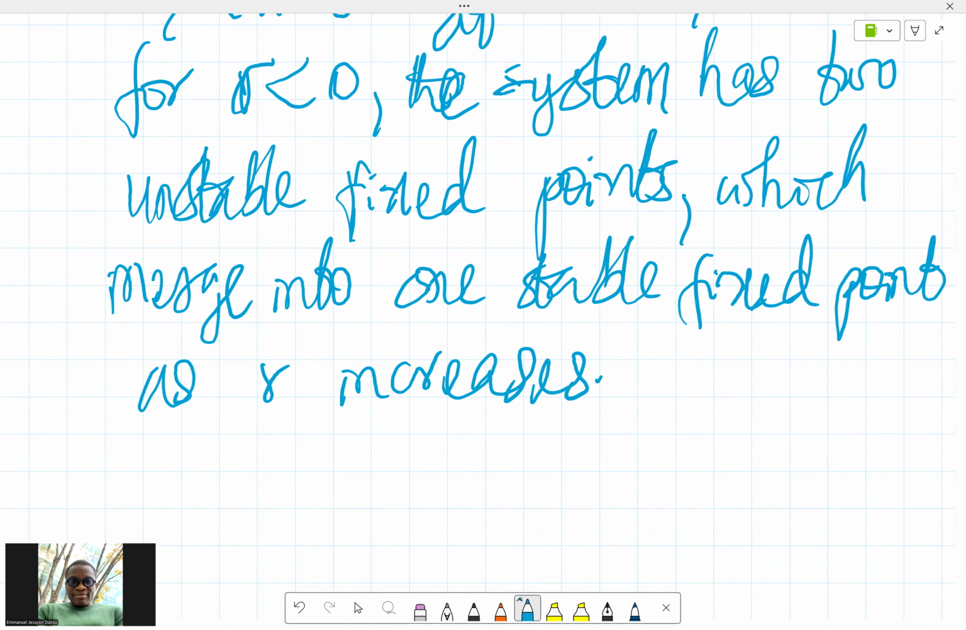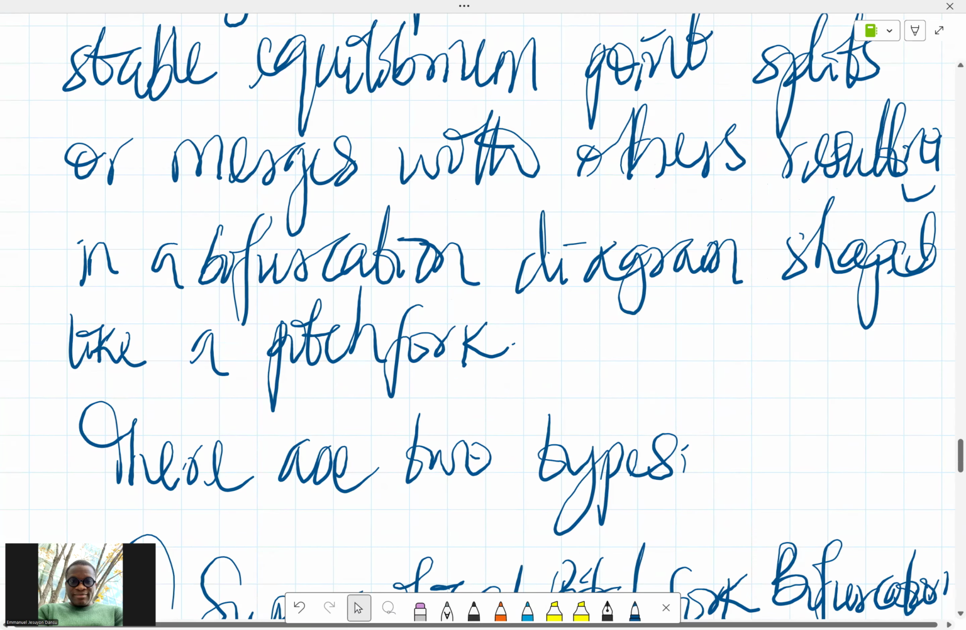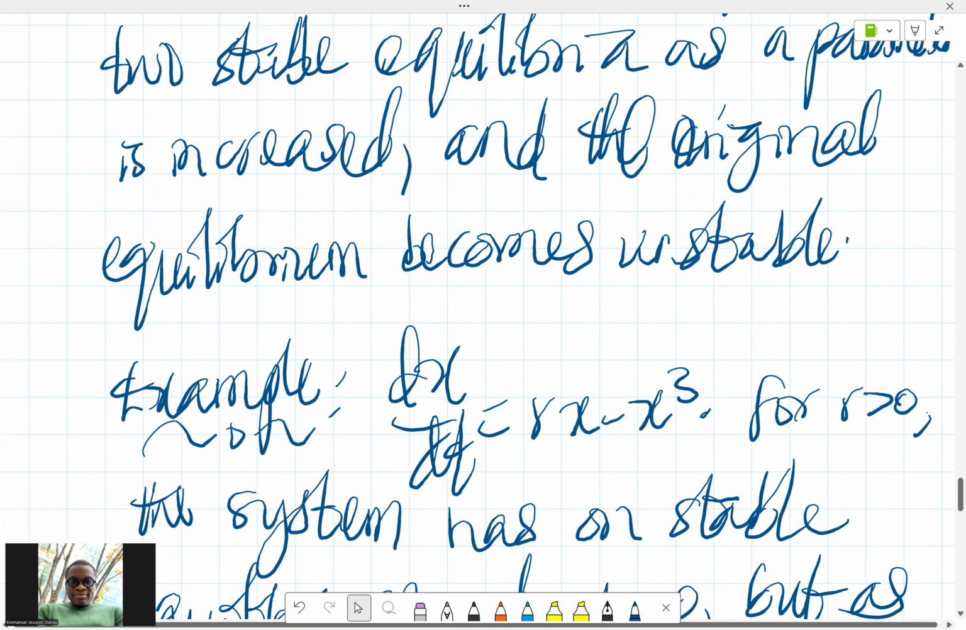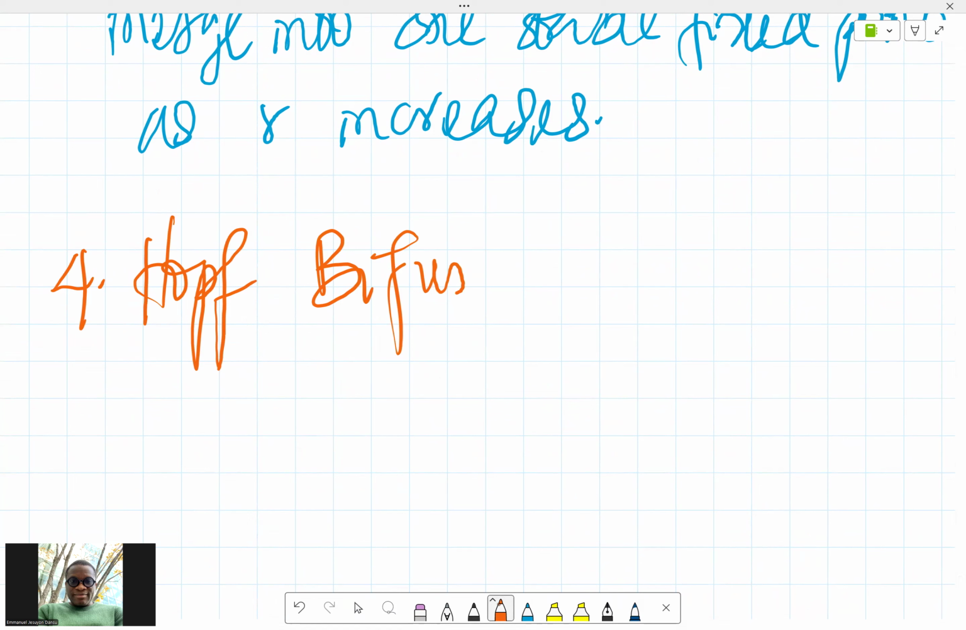Okay. So lastly, we have what you can call the Hopf bifurcation. That's number 4 now. Number 4, we have the Hopf bifurcation.